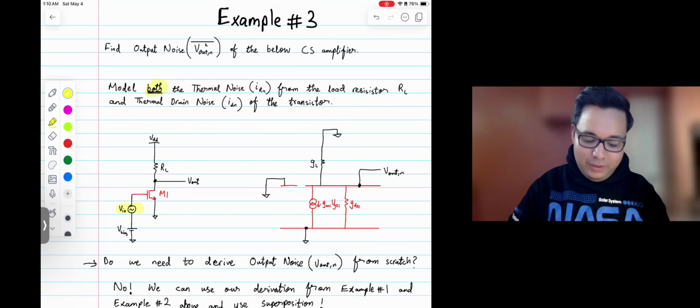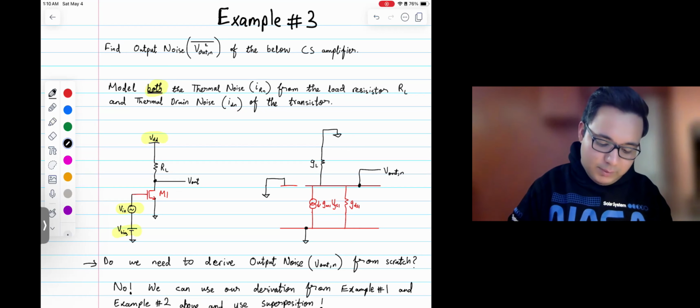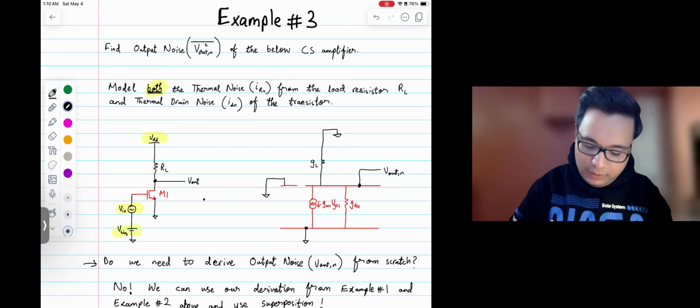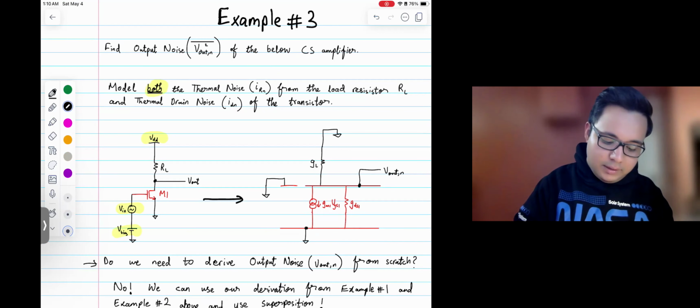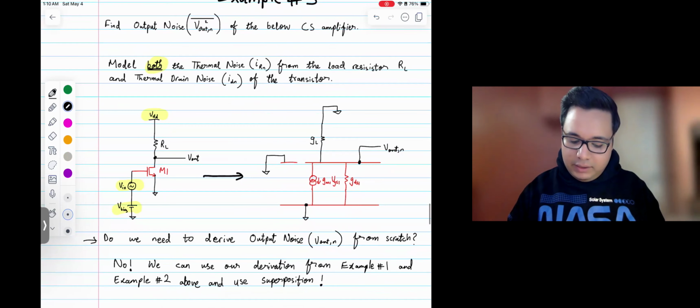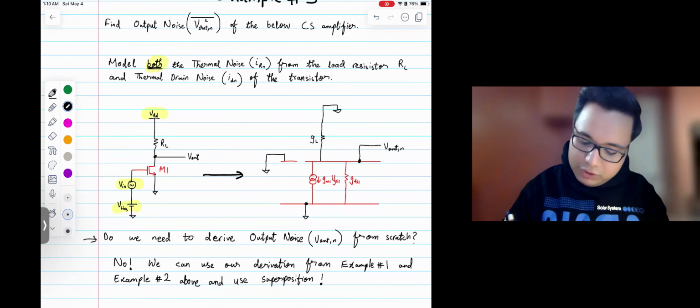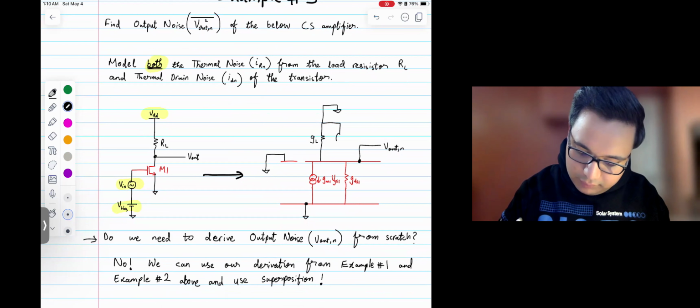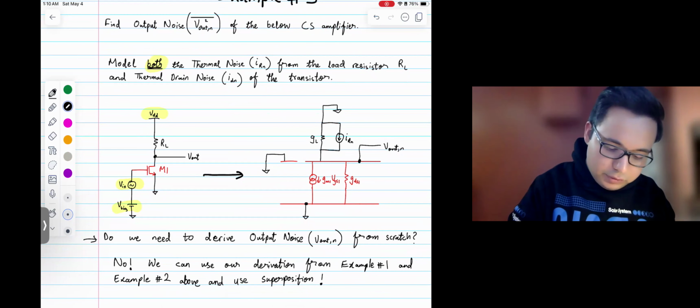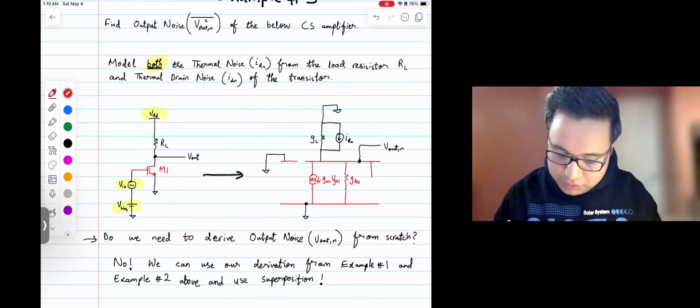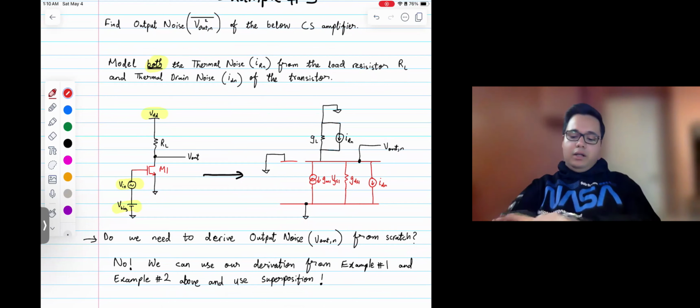We ignore, or we short out V in, V bias, VDD, and then we draw the small signal model over here, and then we can insert the noise sources, which is the one due to the resistor, and the thermal drain noise due to the transistor M1. Call it IDN. All right.